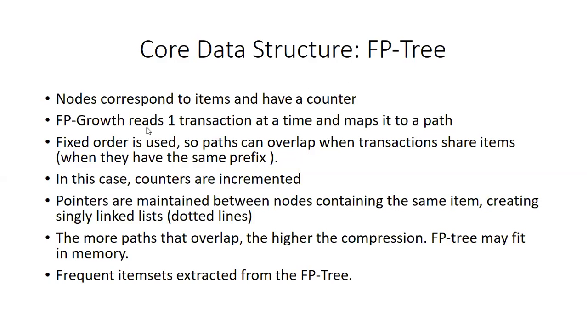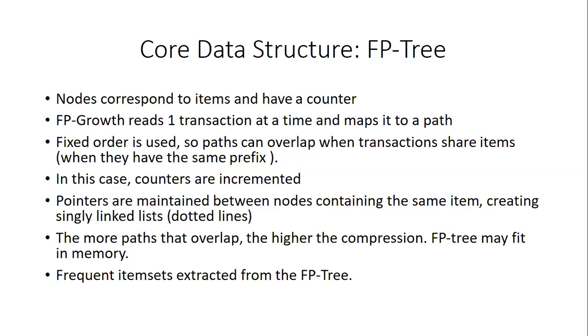So FP growth reads one transaction at a time. Suppose we have 10 transactions, it will first read the first transaction, then the second transaction, and maps each to a path. A fixed order is used, so paths can overlap when transactions share items. Say, for example, in the first transaction there are items AB, and in the second transaction ABC. The AB path is already created, so there is no need to create a branch AB again. We just move on to ABC.